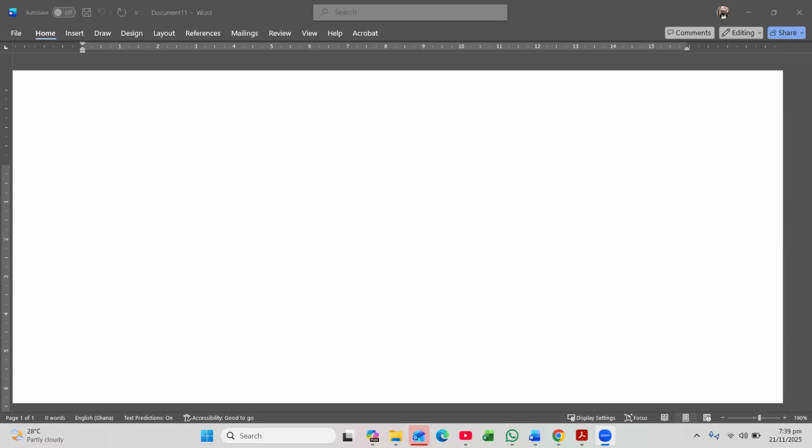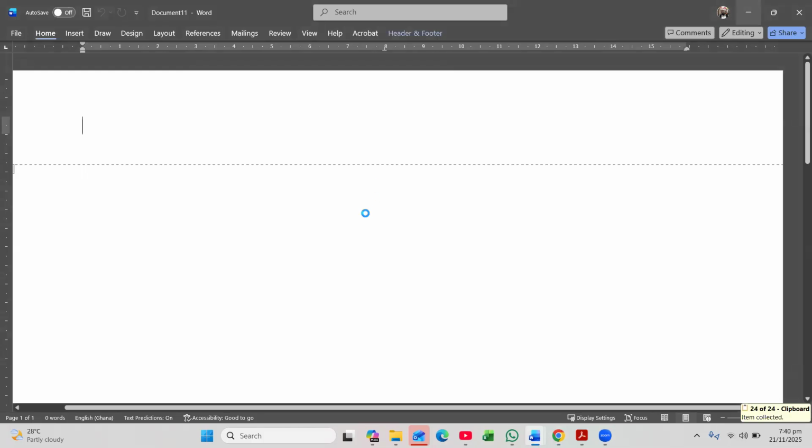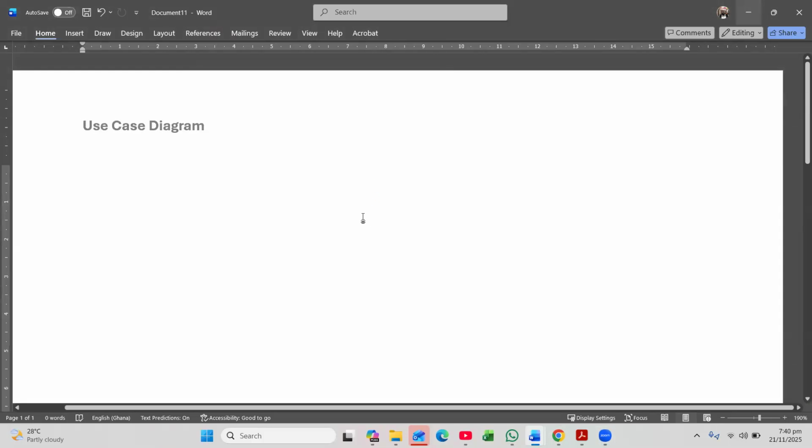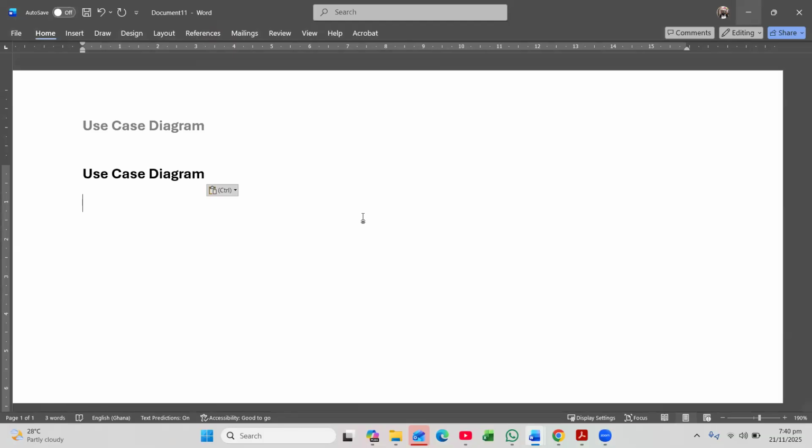Perfect. This semester, we will be discussing a number of topics under system modeling and design. One of the first things we'll be talking about is the use case diagram. What is the use case diagram, and why is it important for us to know what it is and how we can use it?